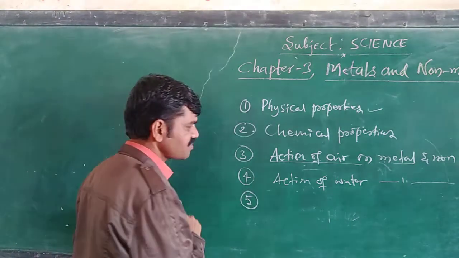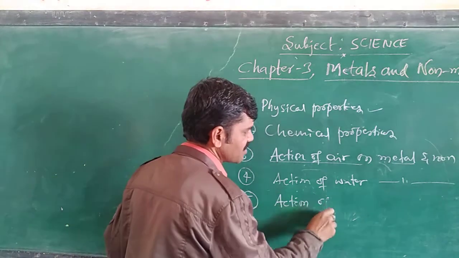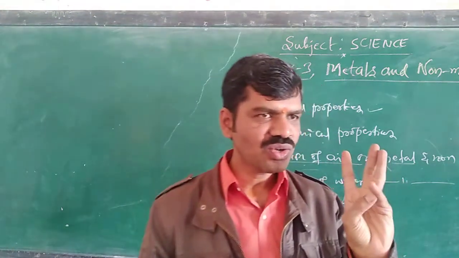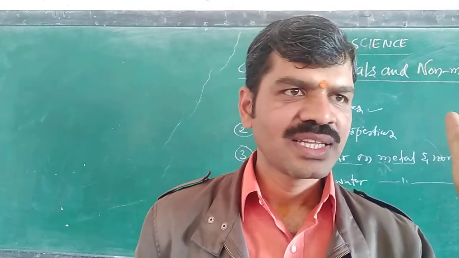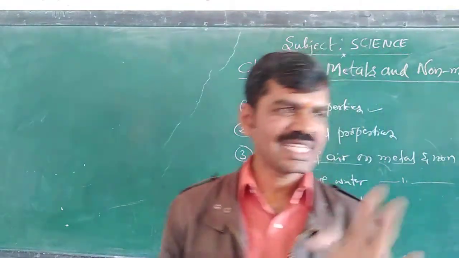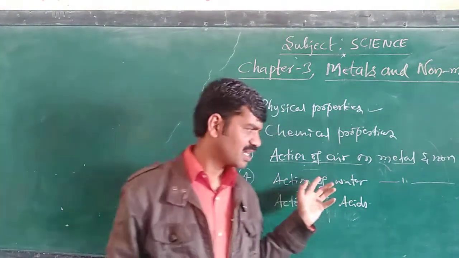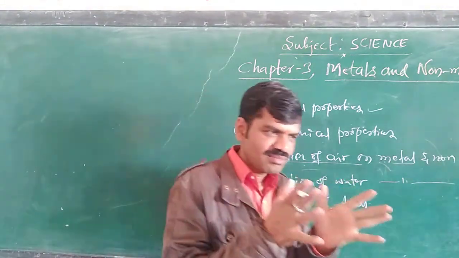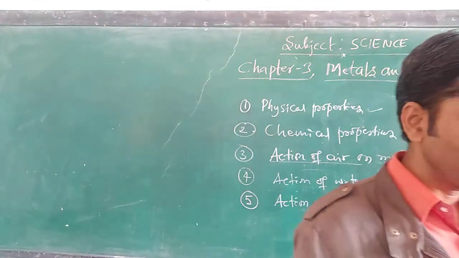And action of acids. How many acids are there? Hydrochloric acid, H2SO4 sulfuric acid, HNO3 nitric acid. So these are the three acids we know in general. Okay, there are still more acids. These are laboratory acids. All the kitchen items which are sour in taste are all acids, you know that.